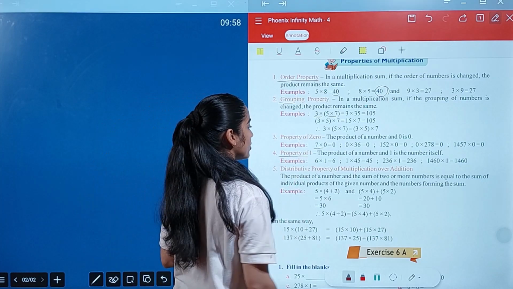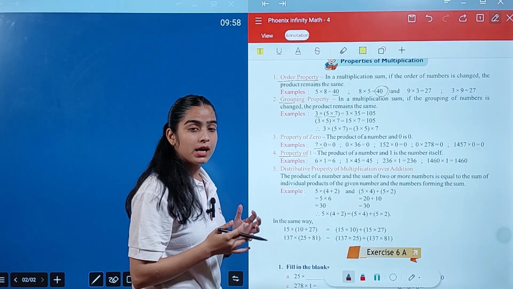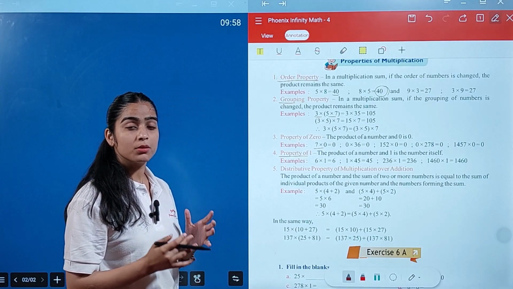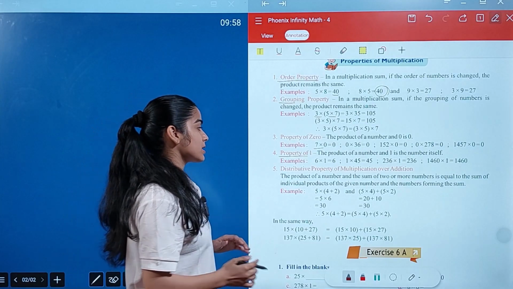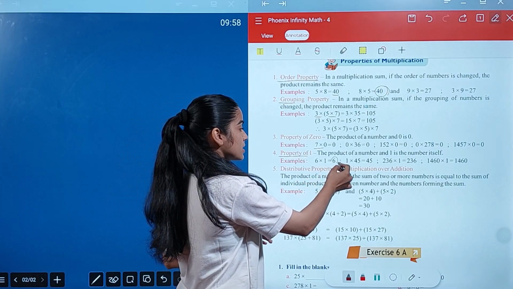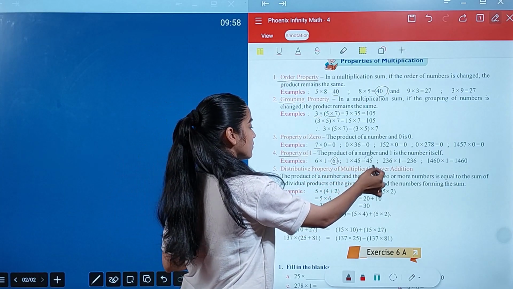Next, we have the property of 1, in which we multiply a number with 1. At the end, the product is the number itself. So 6 multiplied by 1 is 6. 1 multiplied by 45 is 45.